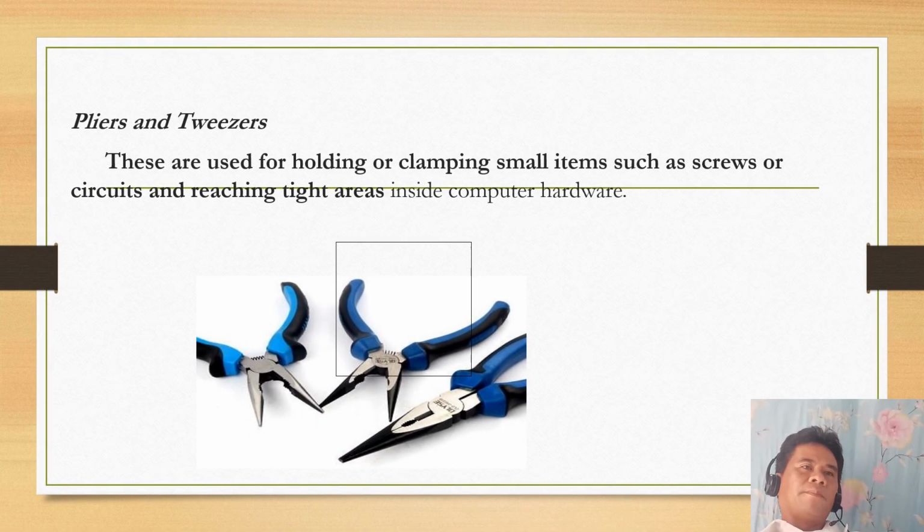Next is the pliers and tweezers. What is the function? Nga ari na di makonsider siya as personal equipment. These are used for holding or clamping small items such as screws or circuits and reaching tight areas inside computer hardware. So usually ginagamit natin pag kimpit. Kaya kung hindi malabot sa aton tudlo sa iyawan tako, there is a tendency madamage pa aton computer kung pilitin natin by the use of the tweezers, ng clip nga gamay. So sample na dagdag ang so sa dalom, so magamit natin tweezers para nga malabot natin ang so nga nadagdag.